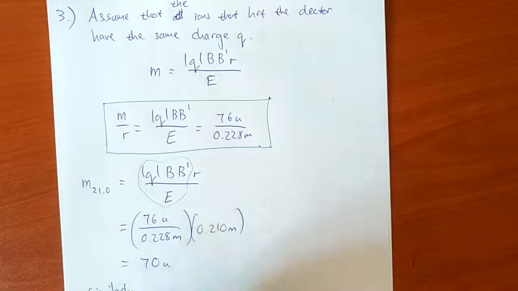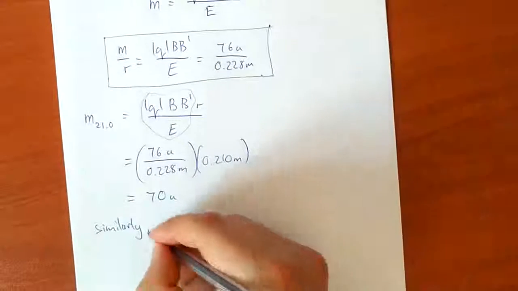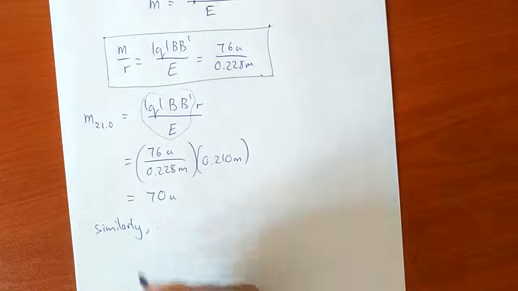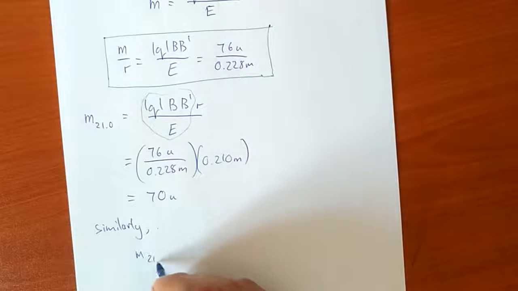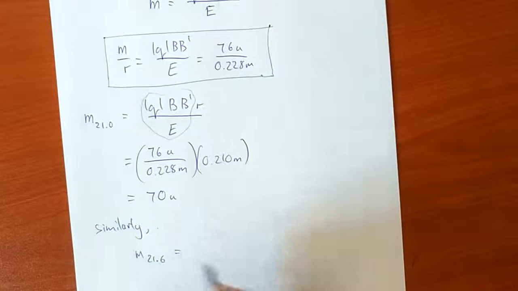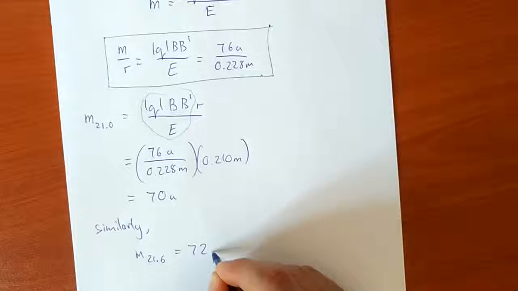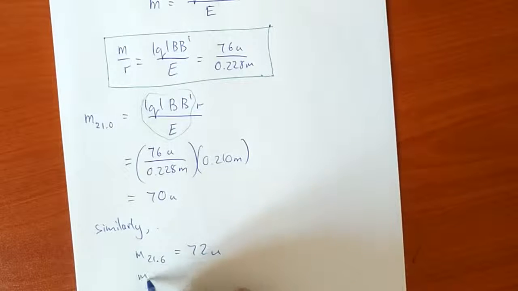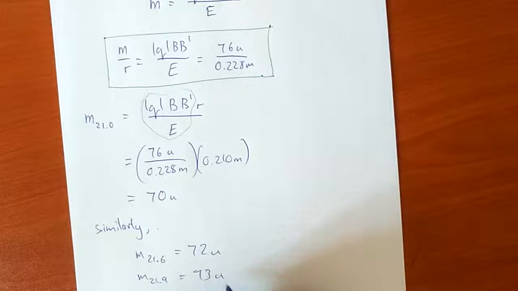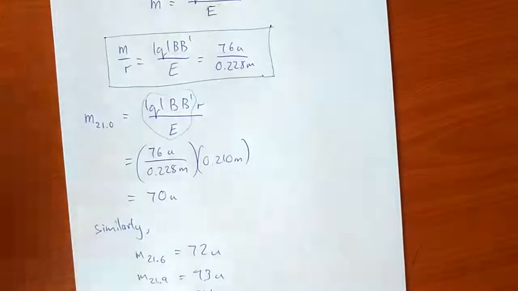This is not how I would answer it in the test, but this is for you specifically. Go and check that the atomic mass of the ion, and also isotope, that hits at 21.6 centimeters is 72 atomic mass units. 21.9 is 73 atomic mass units, and 22.2 is 74 atomic mass units. Good.